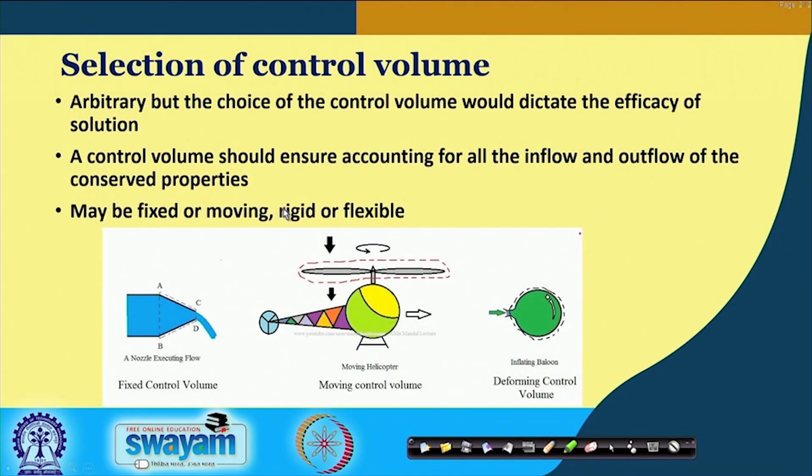So, depending on the different types of processes, we may have these variations, and we can have combinations, like we can have fixed and rigid control volume, we can have fixed and flexible control volume, we can have moving rigid control volume and moving flexible control volume. So, all these kinds of combinations are possible whenever you are selecting the control volumes.